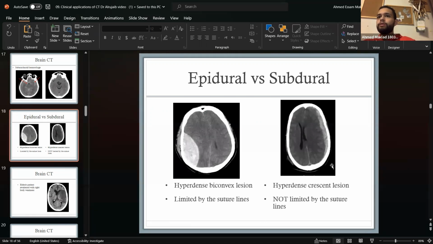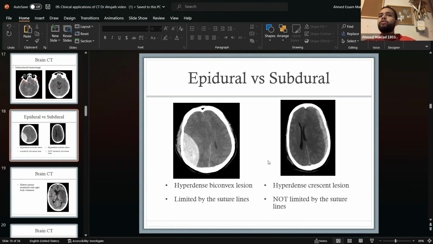A subdural looks like a moon, right? Because it takes the concave. Lemon versus banana, that's another way. Yeah, that works. A lemon versus a banana. So the one that is concave is a subdural. The one that is convex is an epidural hematoma.